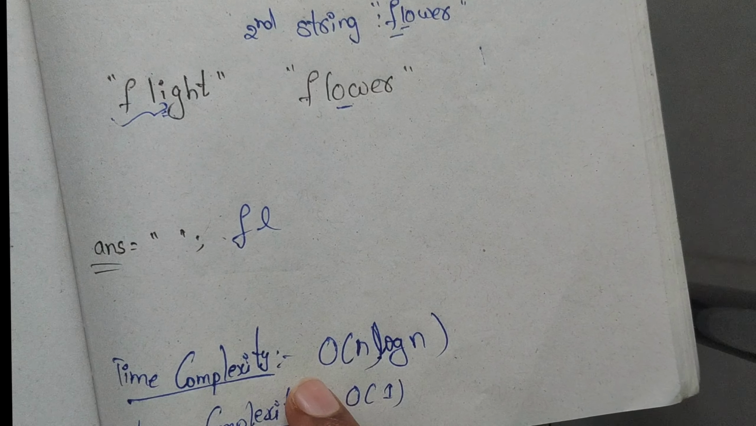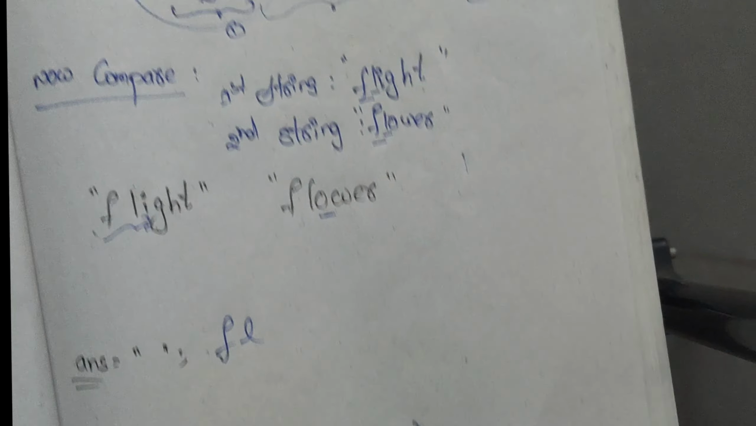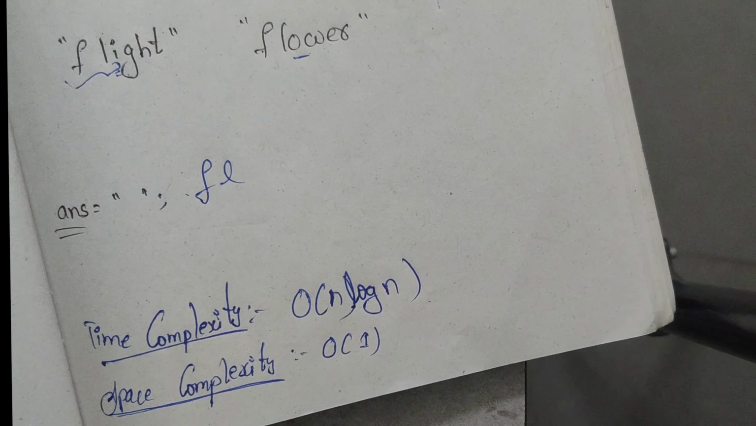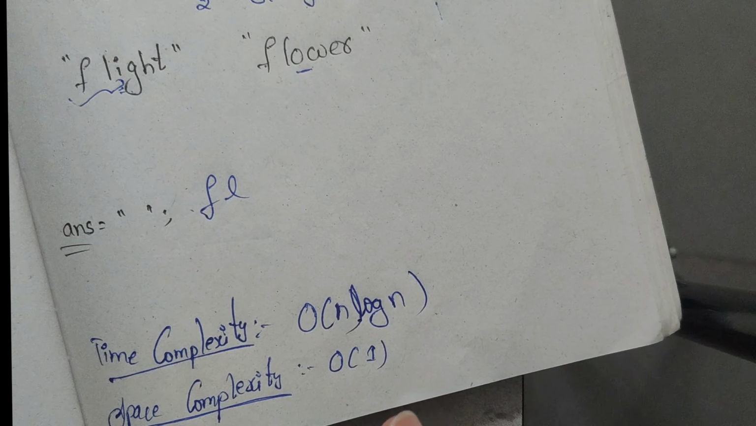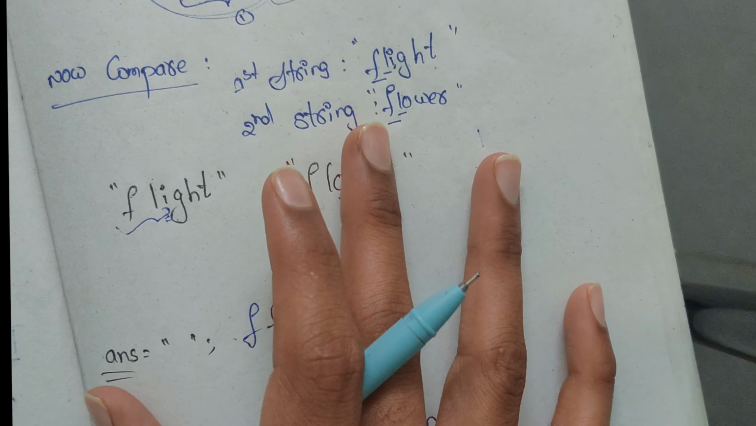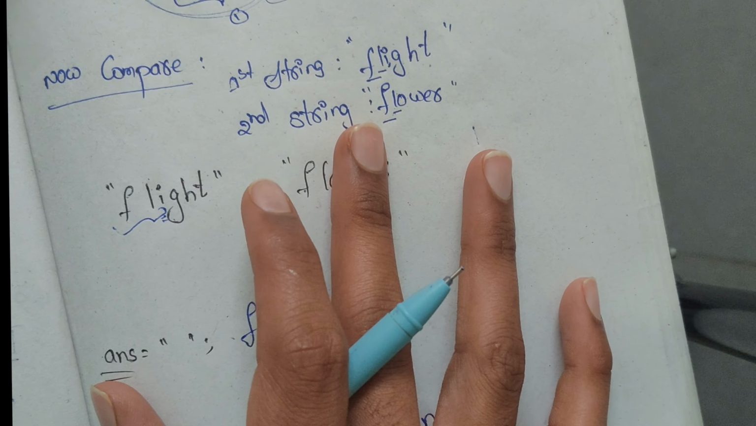The time complexity for solving this problem is order of n log n, because we are sorting the array. Sorting the array takes order of n log n time complexity, and it will take only order of 1 extra space for storing these values. That's how we are going to solve this problem. Now let us see how to solve this problem in LeetCode.